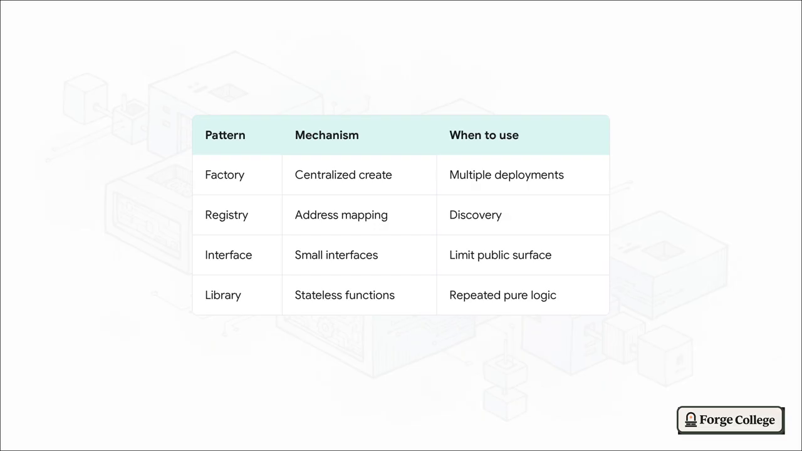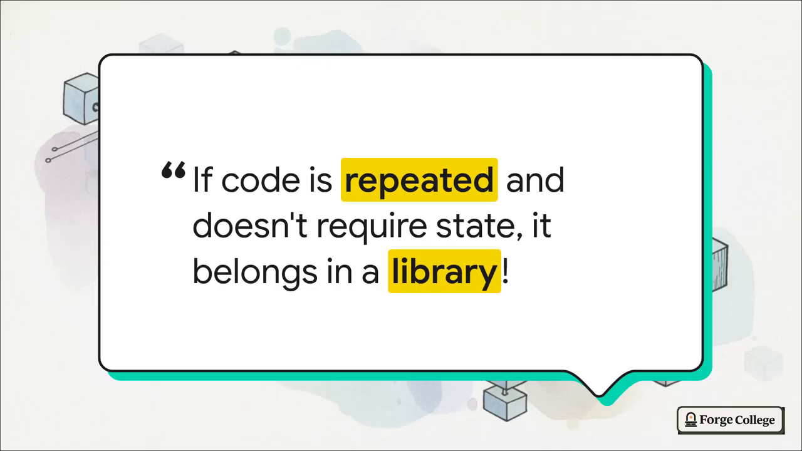Definitely keep this matrix handy in your mental toolbox. So the absolutely crucial point here is this golden rule. If code is repeated across implementations and doesn't require contract state, it likely belongs in a library. I literally cannot emphasize this enough. Please do not confuse libraries with manager contracts. If your helper function needs to read or write to the contract storage state, it is not a candidate for a library. You've got to keep those libraries pure and stateless.